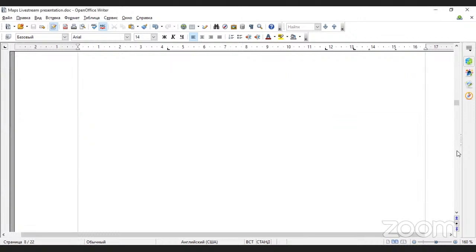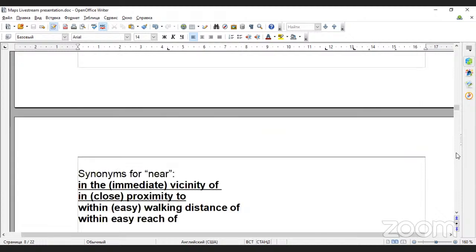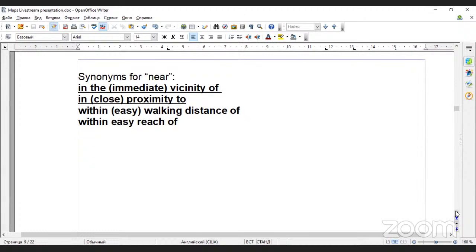Right. So my expressions for these are in the immediate vicinity of, or in close proximity to. You can also say within easy walking distance of, or within easy reach of. In IELTS speaking, if you want to say something fancy for near, you can say within spitting distance. But please don't write it in your academic writing task 1. It's too spoken. Or a stone's throw away. That's also an idiom, but it's too spoken for academic writing. But these ones, in the immediate vicinity of or in close proximity to, are really nice expressions.